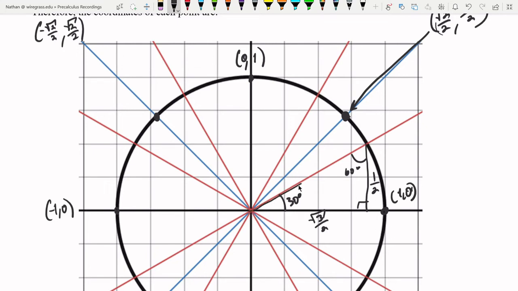Of course, this length here is always equal to 1. That means the coordinates of this point here on the unit circle are going to be root 3 over 2, 1/2.